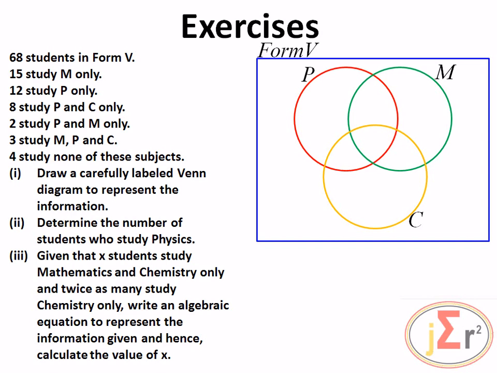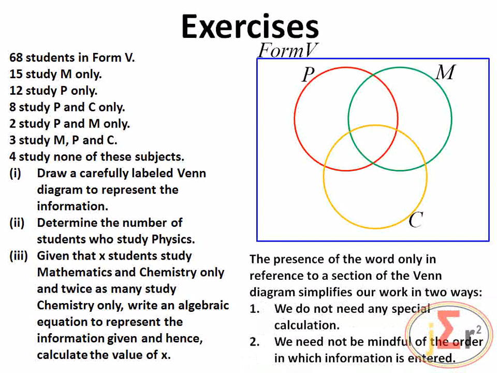Then we determine the number of students who study physics, and look at this problem, a little bit of a mouthful. Given that X students study mathematics and physics only, and twice as many study chemistry only, write an algebraic equation to represent the information given, and hence calculate the value of X.